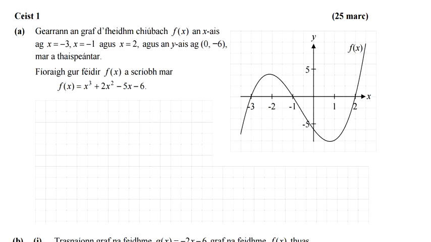The cubic function f of x intersects the x-axis at x is equal to -3, x is equal to -1, and x is equal to 2, and the y-axis at (0, -6), as shown. Verify that the function can be written as f of x is equal to x cubed plus 2x squared minus 5x minus 6. So they've given us the roots. We need to find the factors and multiply the three factors in order to show that the function is x cubed plus 2x squared minus 5x minus 6.